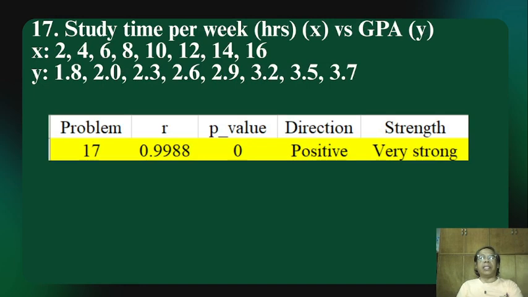Number 17. The study time per week in hours, which is X, versus GPA, which is Y. And those are our values of X and Y. Our R value is 0.9988. Our P value is 0. The direction is positive. The strength is very strong.